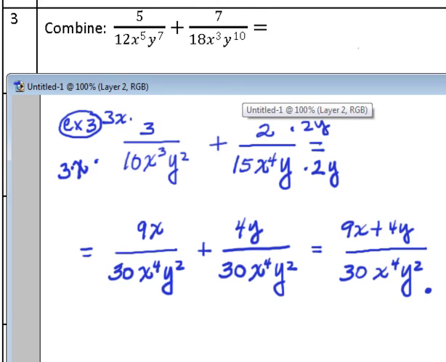Okay, so pause the video, copy it down, and do exercise 3 now.